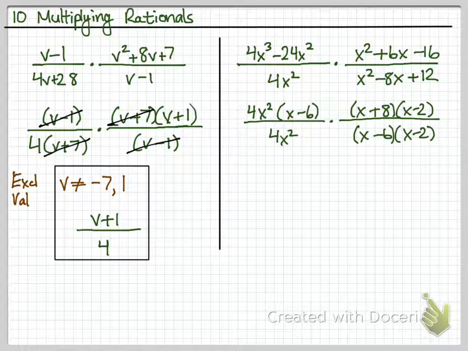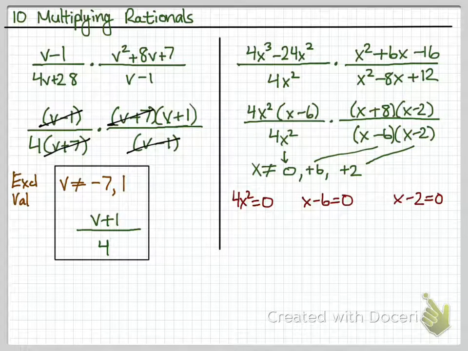Before we do anything, and you start any canceling, we will find the excluded values. Yes, let's find the excluded values. So you get 0, 6, and 2. Wait a minute, where did the 0 come from? I got 4x squared, same as before. If you want to find out what's going to make that 0, you set it equal to 0. 4x squared equals 0, x minus 6 equals 0, x minus 2 equals 0.